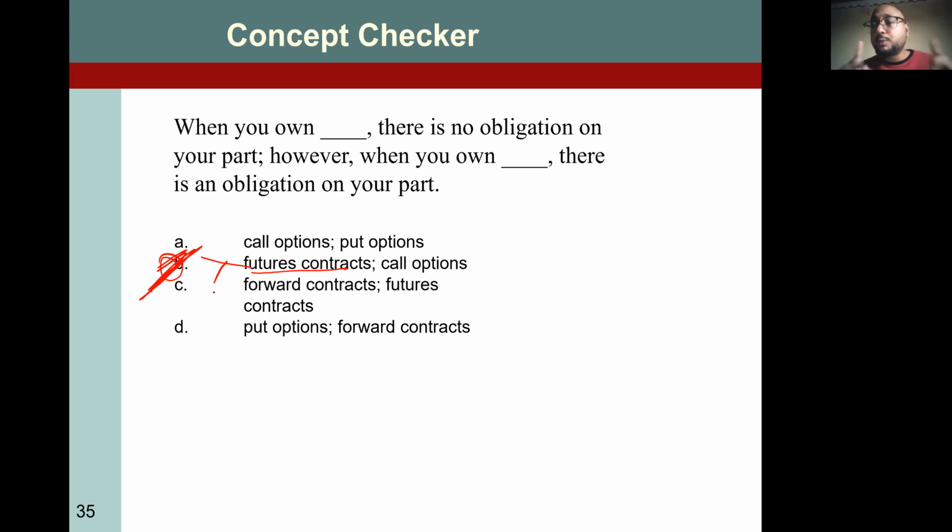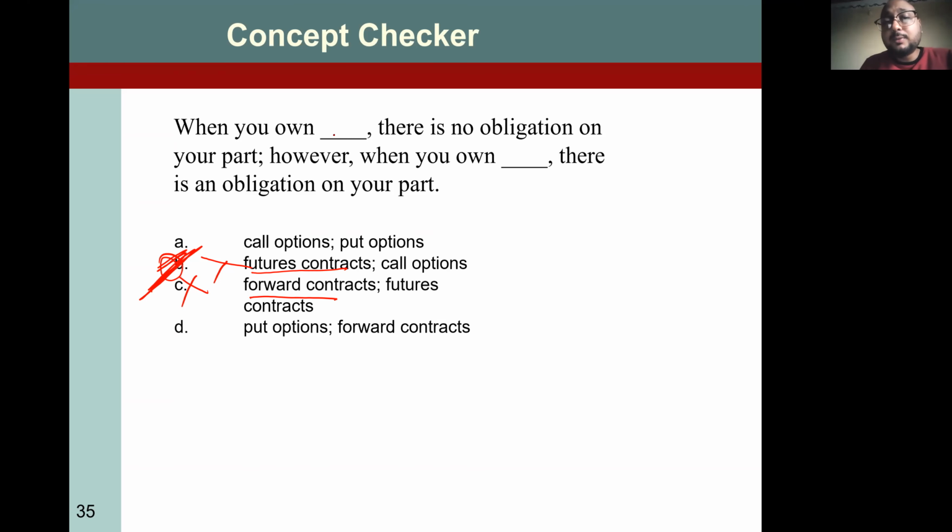There is obligation on both parties. Seller and buyer must obligate the contract. All right, so B cannot be the answer. C, similarly, forward contracts, there is also an obligation on both parties. C can never be the answer.